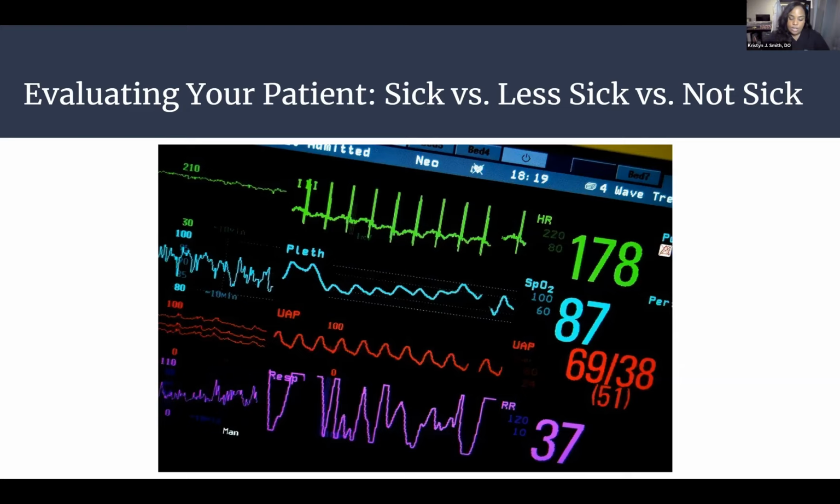So a key to working up patients in the ED is stabilization, which is assessing first ABCs, which are airway, breathing, and circulation. Signs of an unstable patient presenting with abdominal pain may include unstable vitals, so bradycardia, hypotension, tachypnea, diaphoresis, severe abdominal pain, or pain out of proportion to their examination, or uncontrollable vomiting.